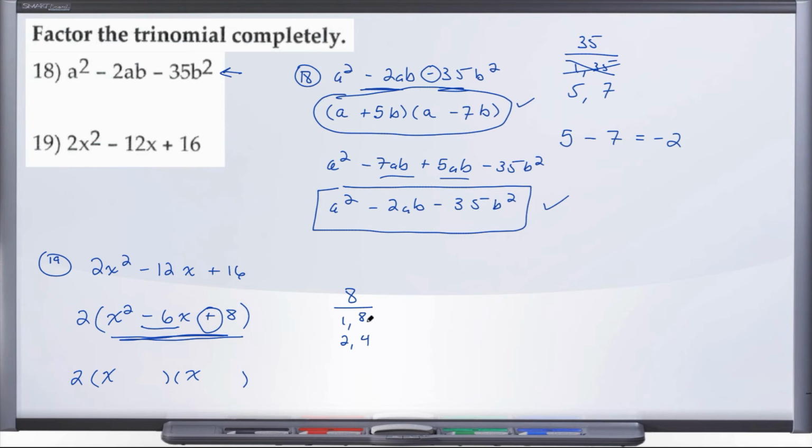Well, can we in some combination add a 1 and an 8 together to get a -6? No, I don't think so. Can we in some combination add a 2 and a 4 together to get a -6? Yeah, I think we can, right? -2 plus -4 gives us -6, doesn't it? All right, so x minus 2, x minus 4.